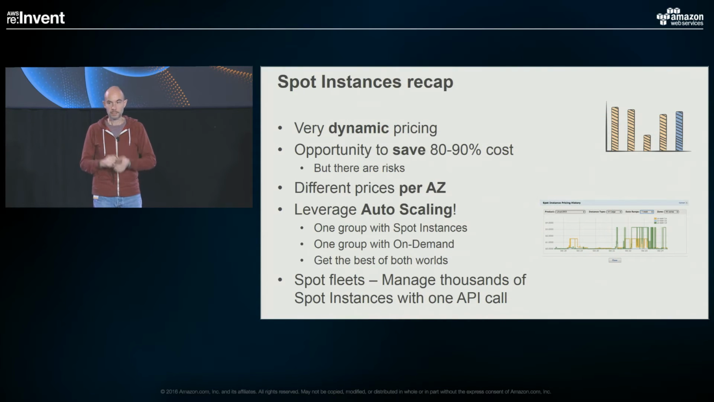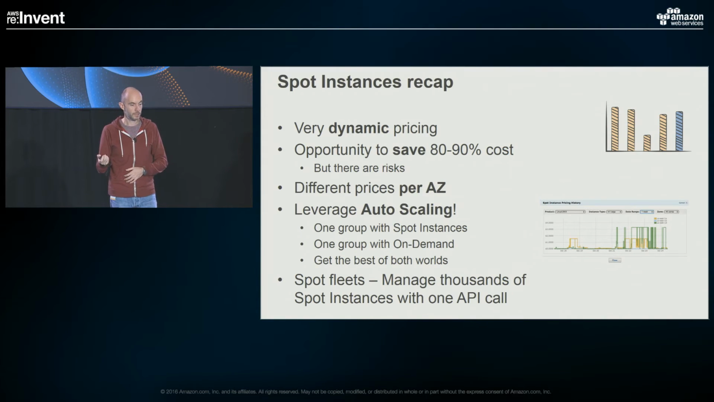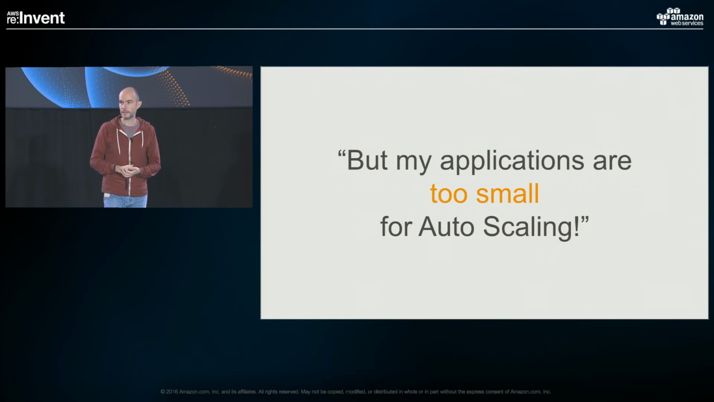So to recap, Spot instances are very dynamic pricing, but you have the opportunity to save 80 to 90% cost. There are some risks, but you can mitigate against those risks by being more flexible about the instance choice. The bigger the range of instances you are allowed to use, or you are allowing us to use with Spot, the bigger the likelihood that you will find an instance at a low price. And then you can leverage autoscaling to make sure you always get the capacity you want, even at very low prices. You can use Spot fleets to manage thousands of instances under the Spot model for you and automate the whole Spot optimization thing.